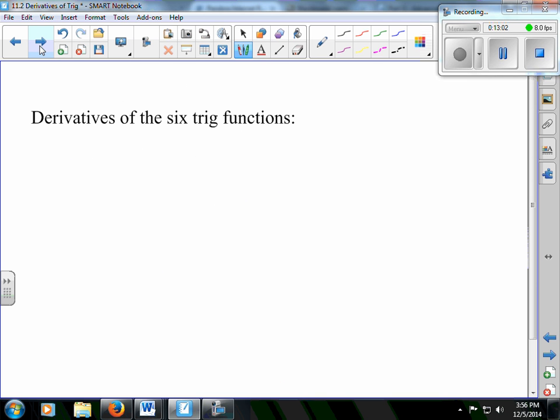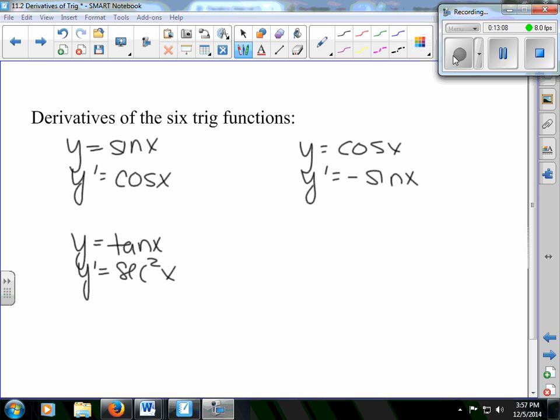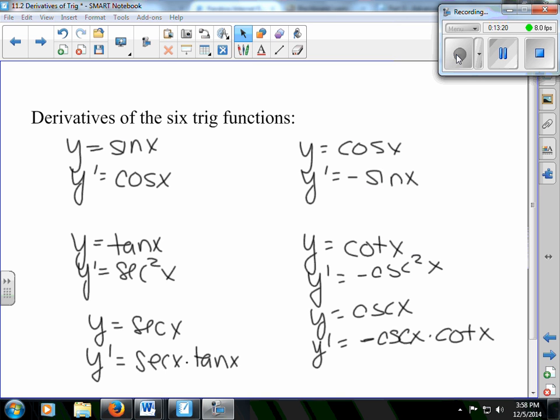Okay, now we're going to write down the derivatives of all 6 trig functions. These are the 3 you already know. The derivative of sine is cosine, the derivative of cosine is negative sine, and the derivative of tangent is secant squared. There are 3 more. These are the other 3.